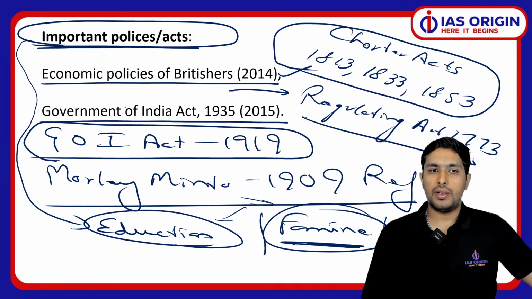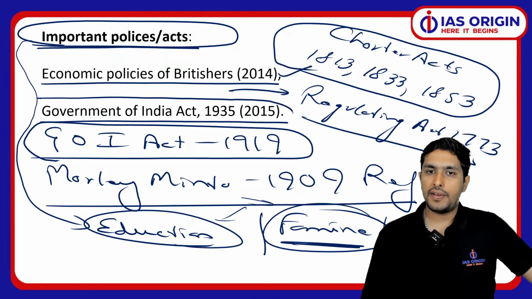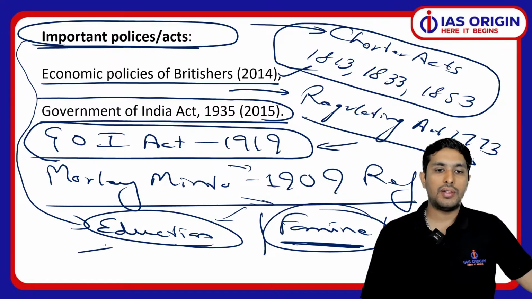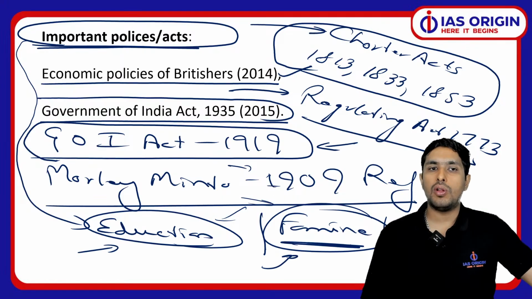So if the Government of India Act 1935 has been asked, you can have direct questions on the Charter Acts, on the Regulating Act, on the Government of India Act 1919, on the Act of 1909, and on the aspects of education. So basically all the policies and acts of the colonial government in India should be very clear.